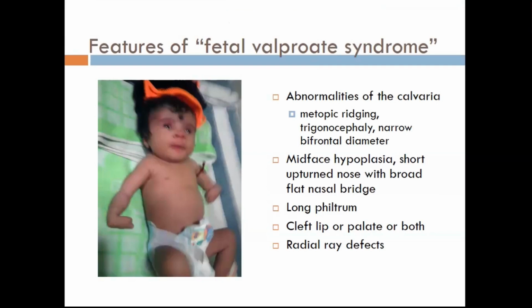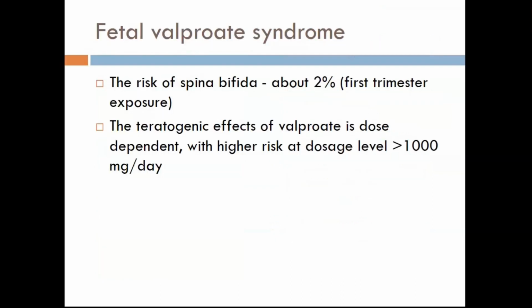They might also see a long philtrum. The philtrum is the space between the nose and the upper lip, and there is a thin upper lip. So these are classical features of valproate. You can also have neural tube defect, but this limb defect is very classical of valproate, though there are various other causes of radial ray defect. The risk of spina bifida is around 2%. There is a dose effect with valproate.